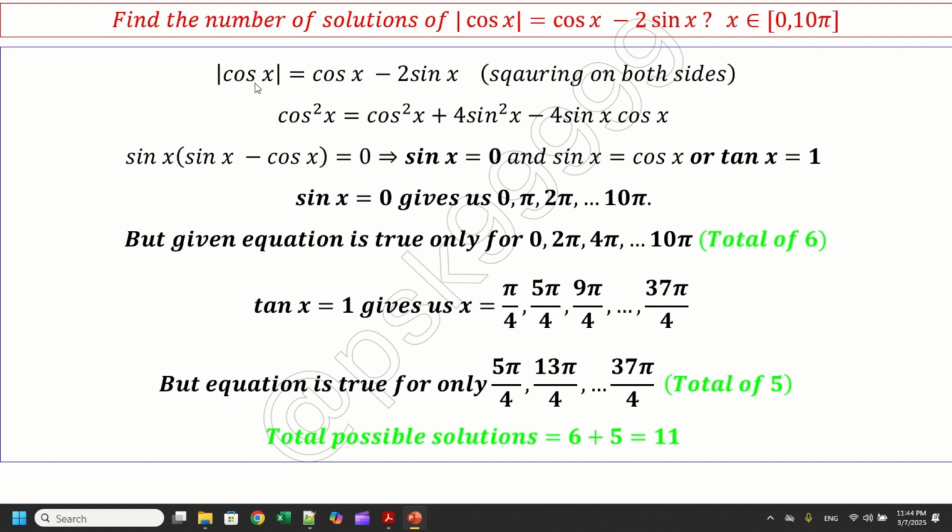And the second equation you will get is cos x equal to negative. So absolute cos x will become minus cos x equal to cos x minus 2 sin x. So again, you will get tan x equal to 1 only. But you know that cos x is negative. So where cos x is negative and tan x equal to 1, that is the third quadrant, right? So you take third quadrant values. Okay, so this is how you have to analyze the problem and do it. Let's see the next one.